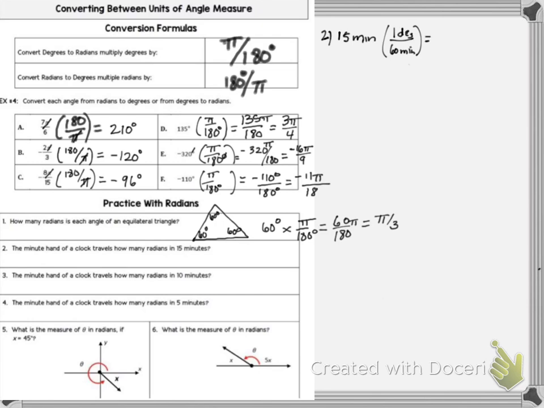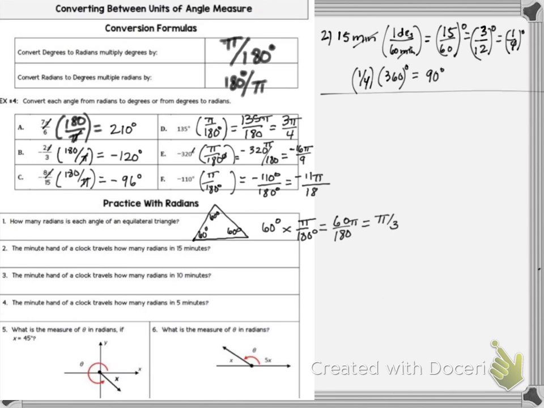And if I multiply 15 times 1 divided by 60, the minutes are going to cancel. I'm going to get 15 over 60th of a revolution. If I reduce that by 5, I get 3/12, and if I reduce that, I get 1/4. So the minute hand travels a fourth of 360 degrees, and that's going to give me 90 degrees.